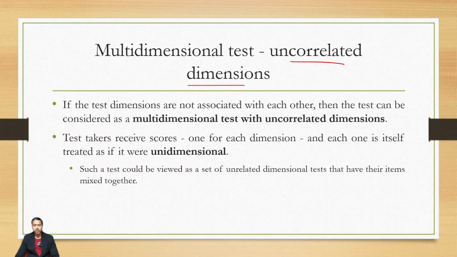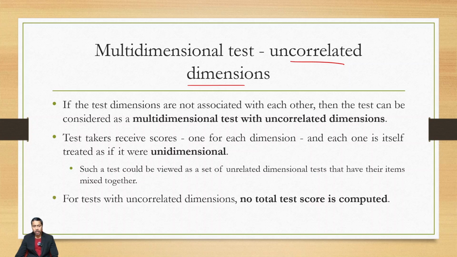Such a test could be viewed as a set of unrelated unidimensional tests that have their items mixed together. For tests with uncorrelated dimensions, no total score is computed. You only check the psychometric quality, reliability and validity, for the unidimensional aspect of each dimension within that multidimensional test. Do not compute the total score in this case.